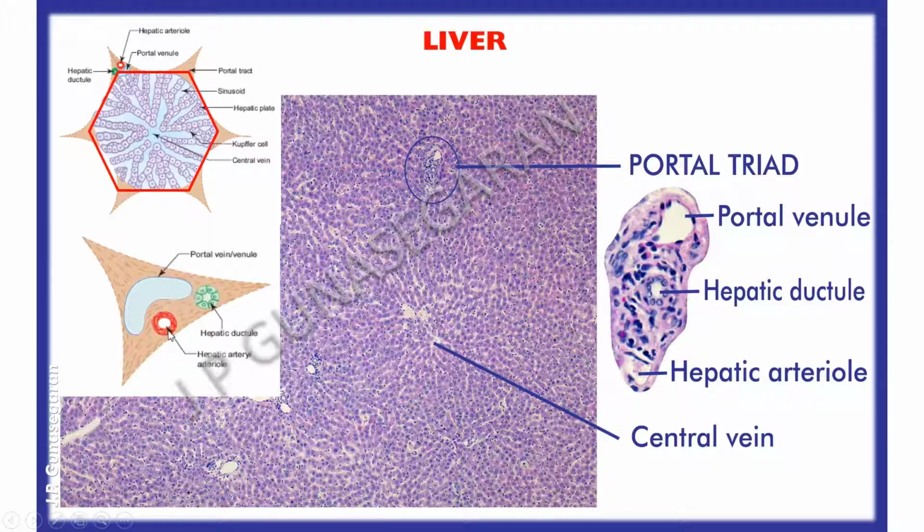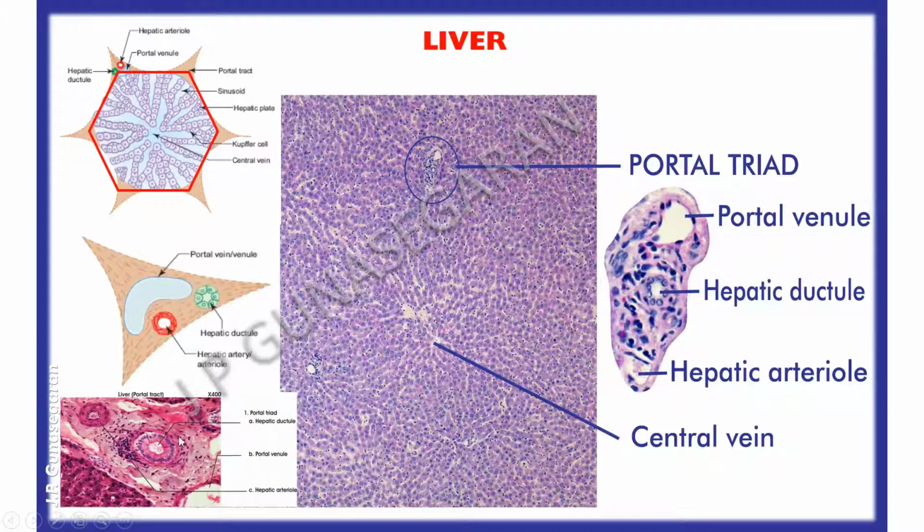They can be separately identified by their lining epithelium. The hepatic ductule is lined by simple cuboidal epithelium, whereas these two blood vessels are lined by endothelium. The portal vein or venule has got a collapsed lumen, whereas the hepatic artery or arteriole has got a circular lumen. This one is a real photomicrograph showing structural details of the triad. Here is a hepatic arteriole, here is the hepatic ductules, and this one is a part of the portal venule.